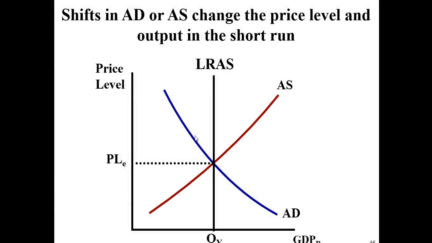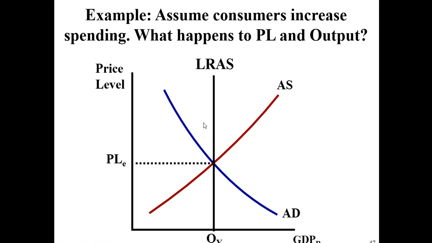In the short run and the long run, shifts in aggregate demand and supply change the price level and output in the short run, just to give an example of that. So let's assume that consumers increase their spending, and we can evaluate that graphically. And if we understand that consumption is part of aggregate demand, because it's the C portion of that equation, then we can expect that aggregate demand curve to shift to the right.